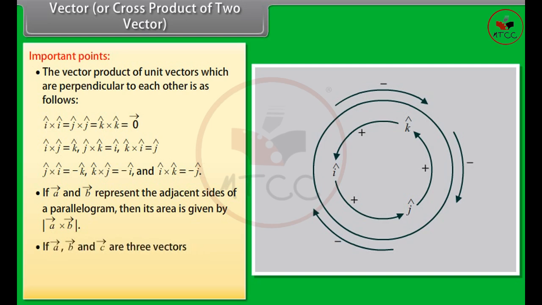If vectors A, B, and C are three vectors, then vector A cross (vector B plus vector C) equals vector A cross vector B plus vector A cross vector C.